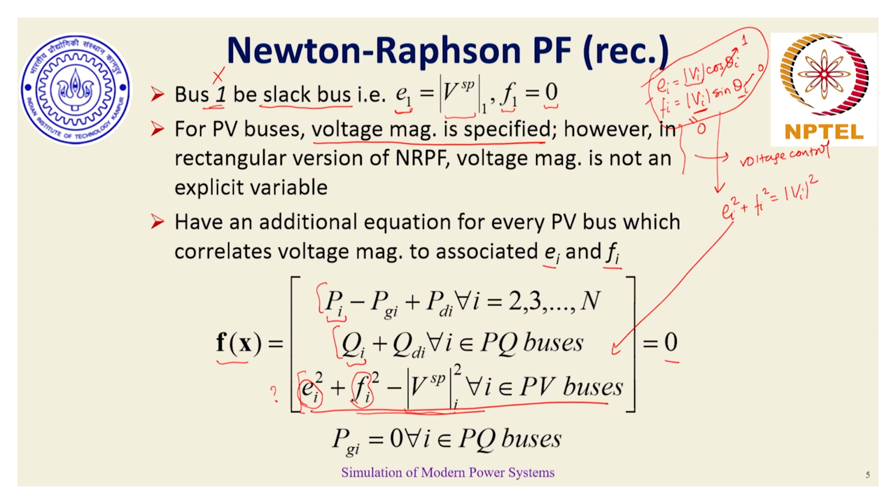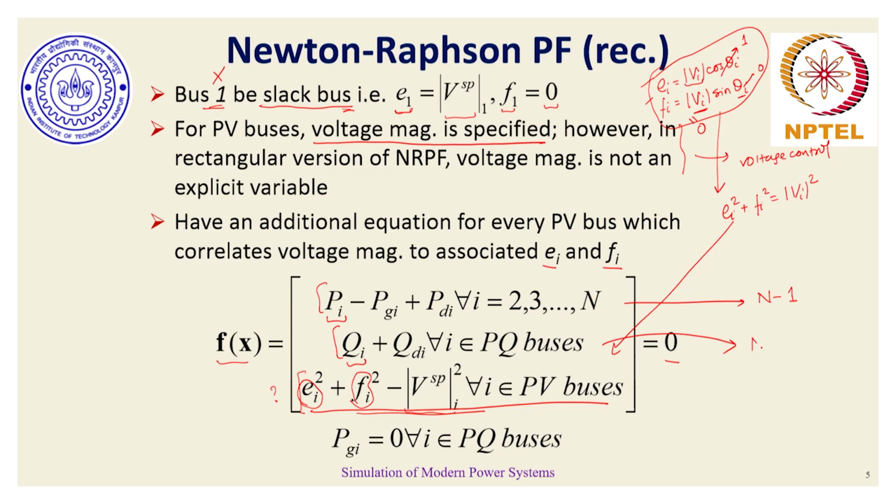So essentially what do we see in terms of the polar version of the Newton-Raphson method? How many equations do we have? We have n minus 1 number of P equations, because bus 1 is a slack bus, so no power flow equation should come at all. Then we have Q equations for PQ buses.